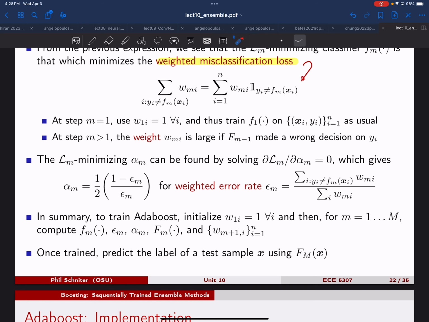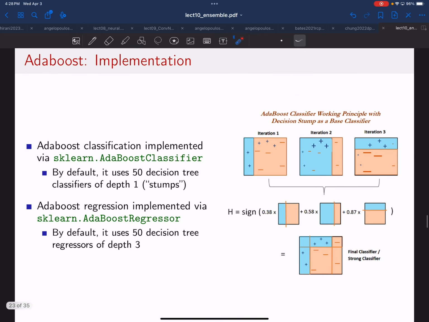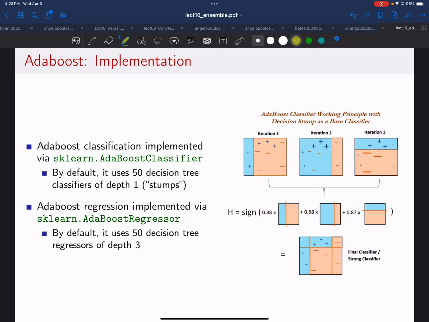Okay, so that's how it goes. Let me show you an illustration of this. So here, we have an AdaBoost classifier. For our base predictor, it's going to be super simple. It's going to be a decision stump.